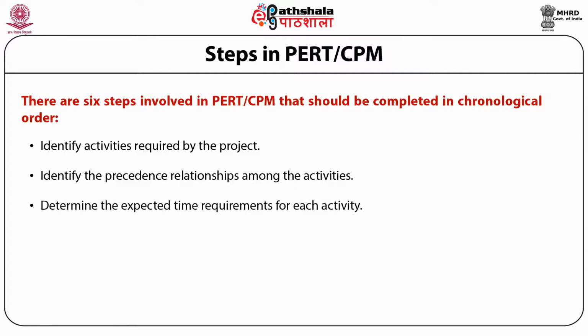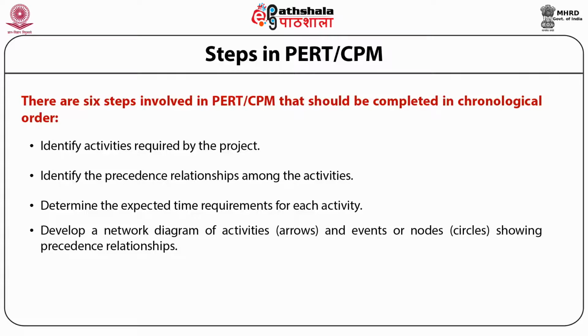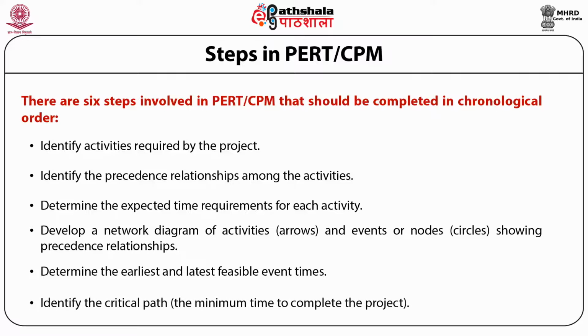Thirdly, determine the expected time required for each activity. Fourthly, develop a network diagram of activities which consists of arrows and events or nodes, which are circles showing precedence relationships. Fifthly, determine the earliest and latest feasible event times. And sixthly, identify the critical path. That means the maximum time required to complete the project.